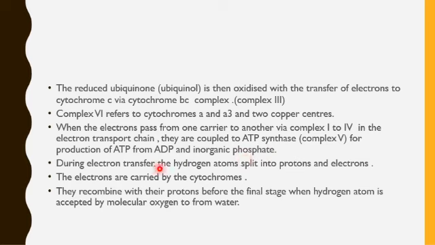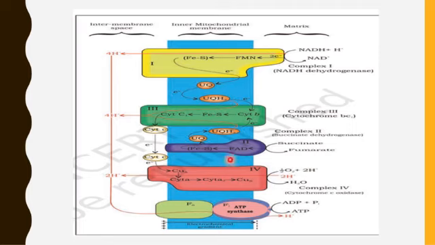During the electron transfer, the hydrogen atom splits into protons and electrons. The electrons are carried by the cytochromes. They recombine with protons before the final stage, when the hydrogen atom is accepted by molecular oxygen to form water, known as terminal oxidation. So once again go through this diagram. That is your first complex, and NADH is oxidized to NAD. Hydrogen ions are going to split into electrons and protons.